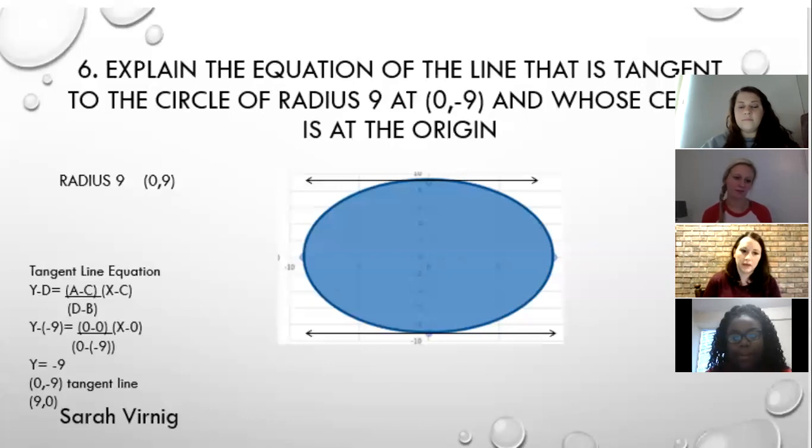When we do that, we get a negative 9. So we know that that's where the tangent line is going to be. We're going to have a (0, -9), and then we're going to have a (9, 0), and that's where we're going to find the tangent lines. And remember, a tangent line is a line that only touches the outer circle, and only once.